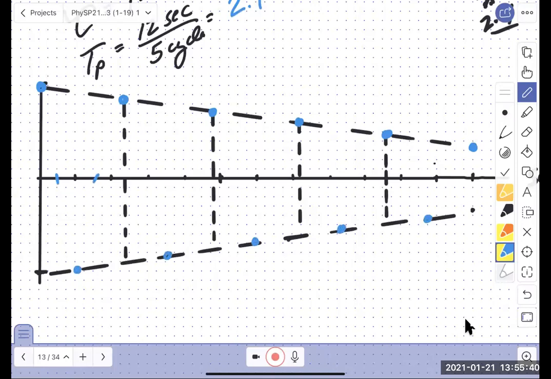Now see, I'm forcing myself to do this right, to not get off and not get sloppy. That's what scaffolding does. It forces you to not be sloppy. It's really easy to be sloppy when the amplitude is changing.